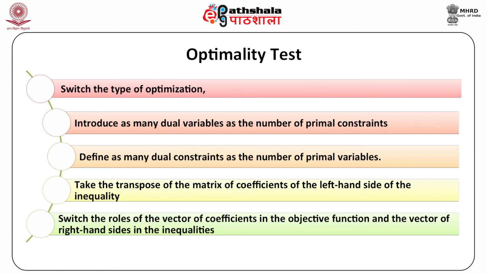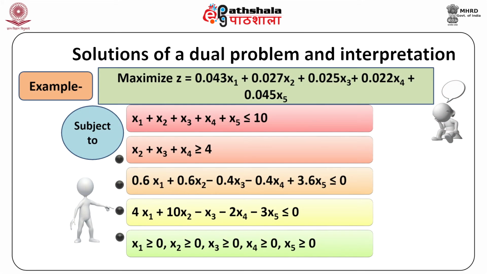We can form the dual of a linear program in minimization normal form in the same way in which we formed the dual in the maximization case. Switch the type of optimization. Introduce as many dual variables as the number of primal constraints, not counting the non-negativity constraints. Define as many dual constraints, not counting again the non-negativity constraints, as the number of primal variables. Take the transpose of the matrix of coefficients of the left-hand side of the inequalities. Switch the roles of the vector of coefficients in the objective function and the vector of right-hand sides in the inequalities. We shall now discuss the solutions of a dual problem and interpretation.